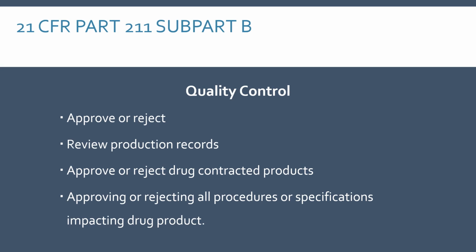They also have quality control over contracted products, making sure that they are able to approve or reject contracted products, and also procedures. SOPs, or standard operating procedures, drive our daily activity. All of our processes are from a procedure. They have the ultimate authority to approve or reject procedures or specifications if it impacts a product.